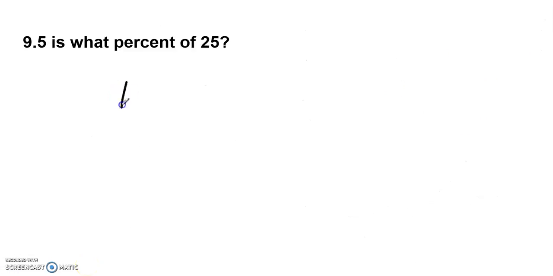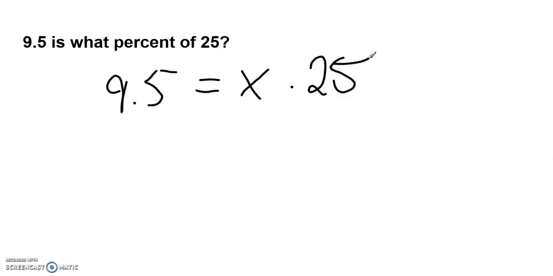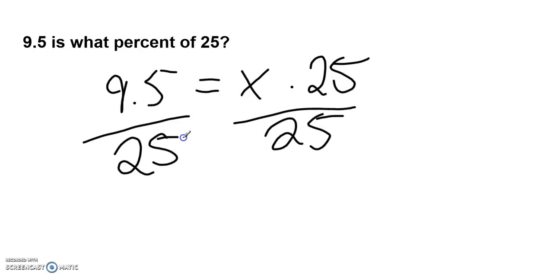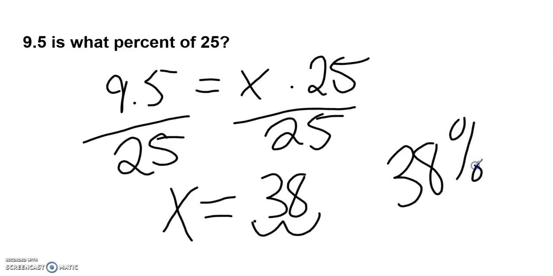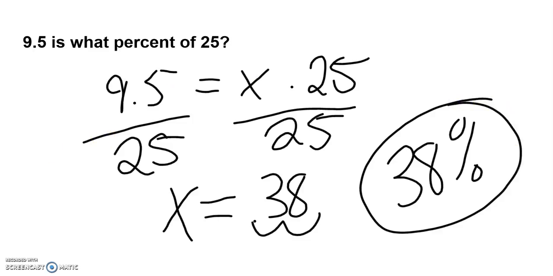Okay, so they are saying that 9.5 is, and we don't know, so we're going to put an X there, of 25. So we're looking for the percent this time, so we have to divide this by 25, divide this by 25. Okay, and then we get that X equals 0.38, which if I move the decimal over twice equals 38%. And that's what we're looking for. We were looking for a percent.